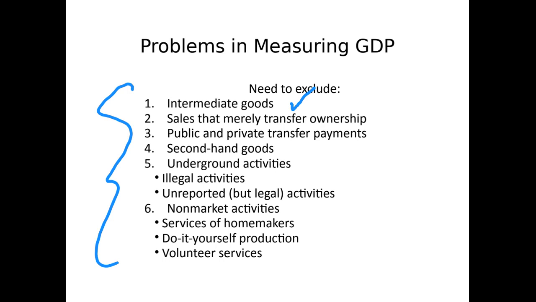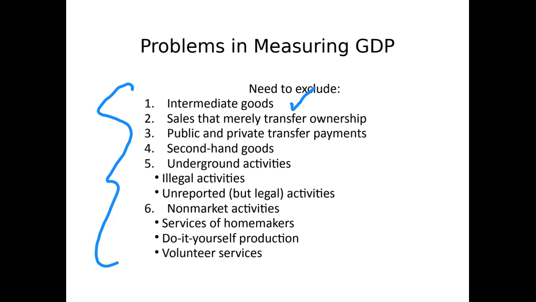Underground activities, both illegal and unreported but legal activities. Suppose someone is working for cash, that is not included because it is not reported. Non-market activities will also not be included: services of homemakers, do-it-yourself production. This is not self-employment, that is different. And volunteer services. These are all categories that are not included in GDP, so we don't include them when we calculate GDP.